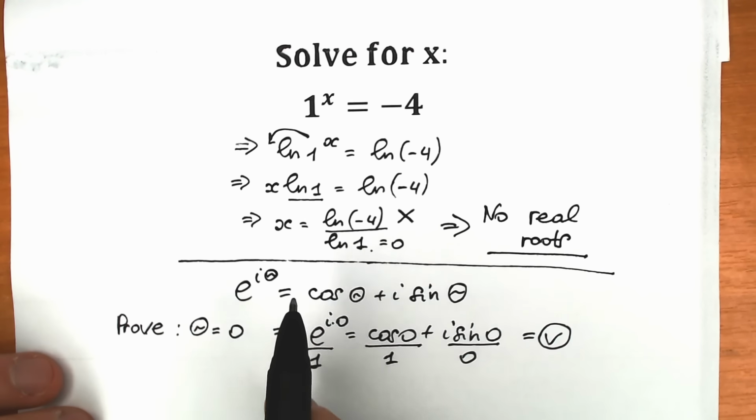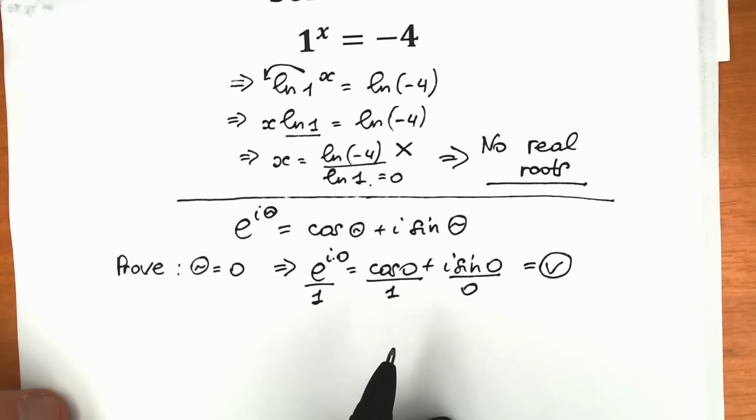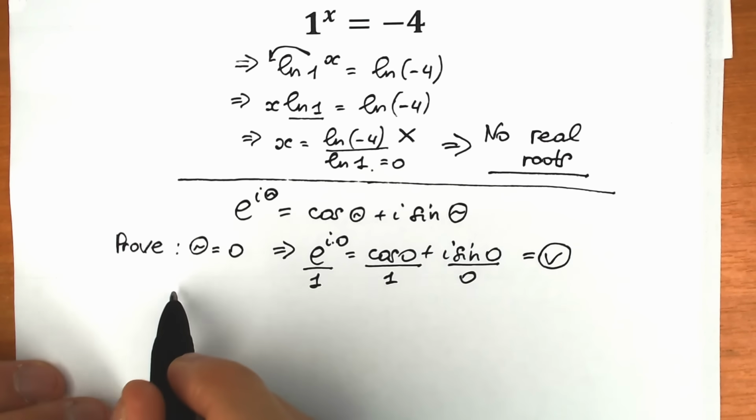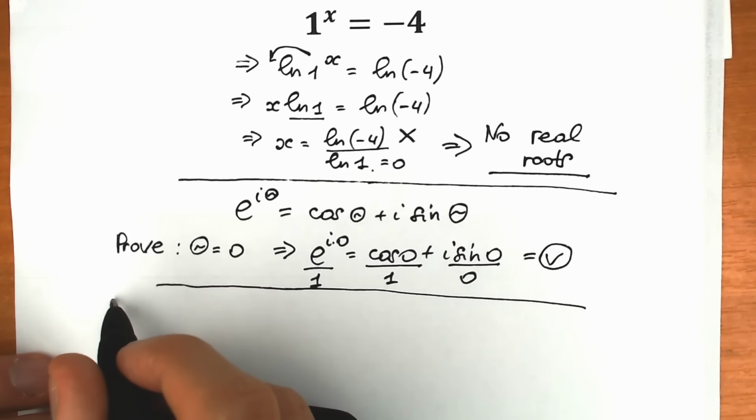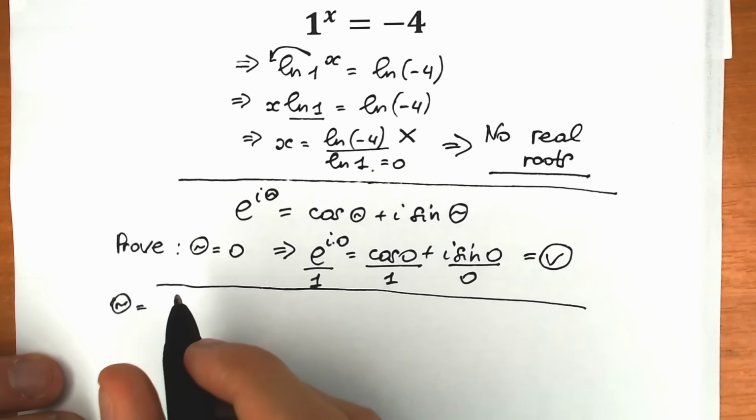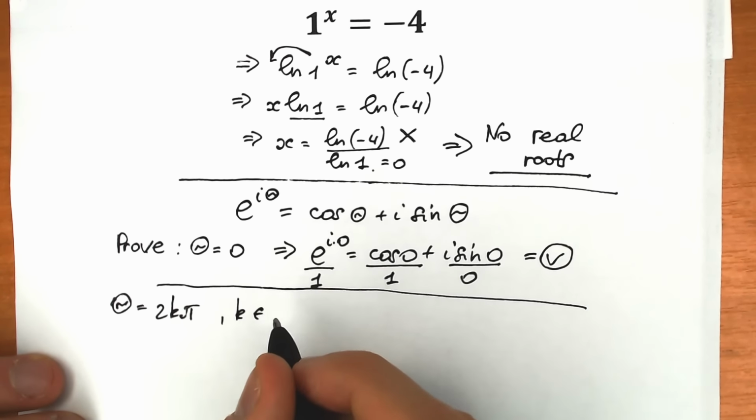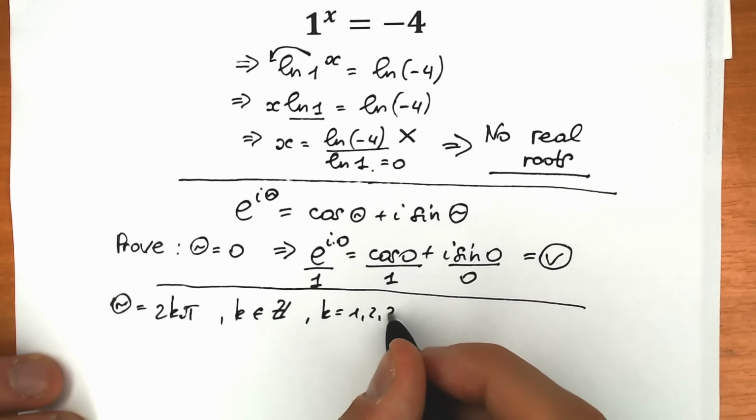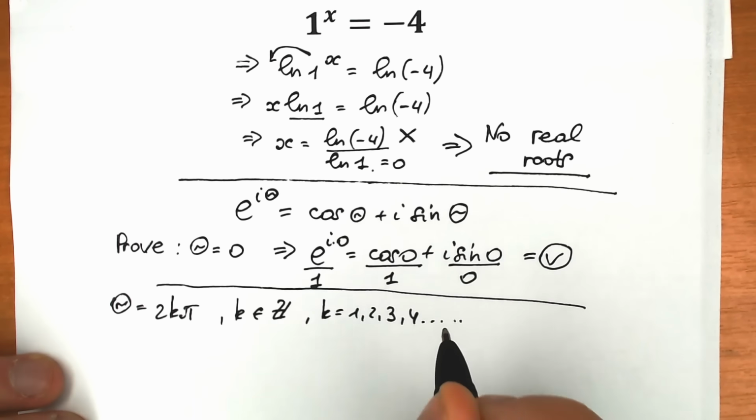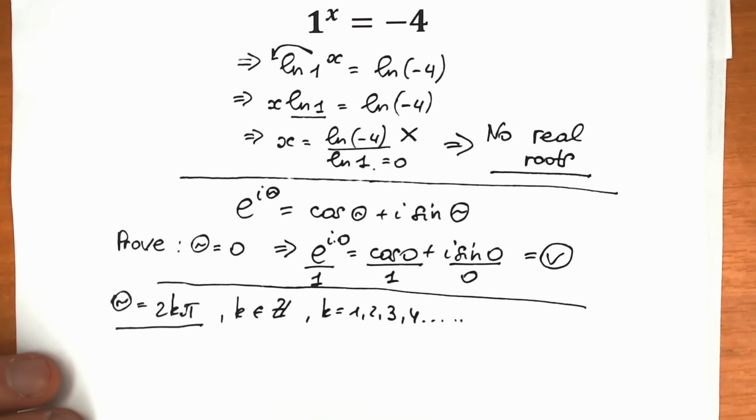But I don't need exactly the same identity as right here. I want to make a substitution. This substitution will help us a lot, so take a closer look at what substitution I will use. This substitution looks like that: theta equal to 2k pi. This is our substitution, and k is an integer number, so k equals 1, 2, 3, 4, as you can see, all integer values. So I'm going to plug in this substitution instead of theta.